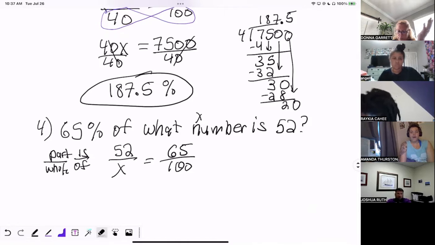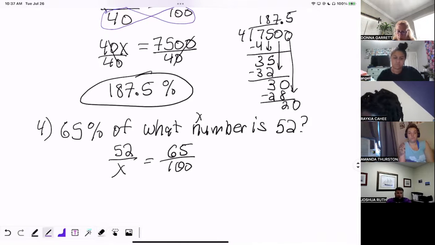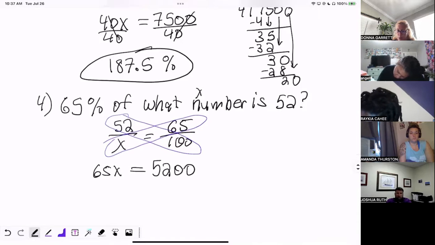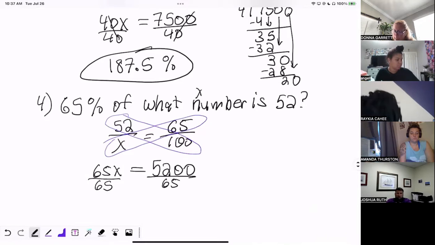All right, so we're going to cross multiply. 65x equals, let's multiply, 5,200, and we're going to divide both sides by 65. I'm going to go right to dividing because I really can't divide by 10. I can divide by 5, but I'm going to go right into dividing.